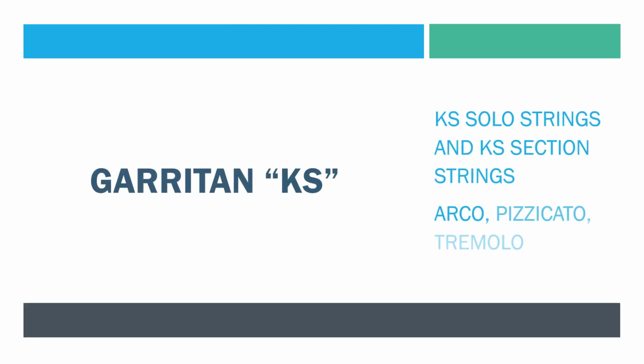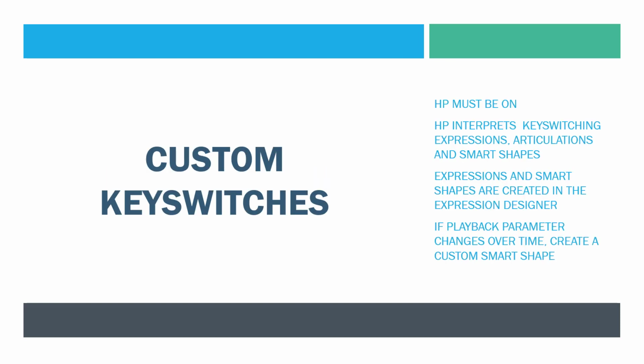It's important to present that if you are working with Garritan KS key switching commands in the area of strings, it will govern solo strings and KS section strings, and the only key switches there are arco, pizzicato, and tremolo. Custom key switches can be created in Finale: custom key switching expressions, articulations, and smart shapes. When you're creating these, make sure you duplicate from an original so that it won't be changed forever.